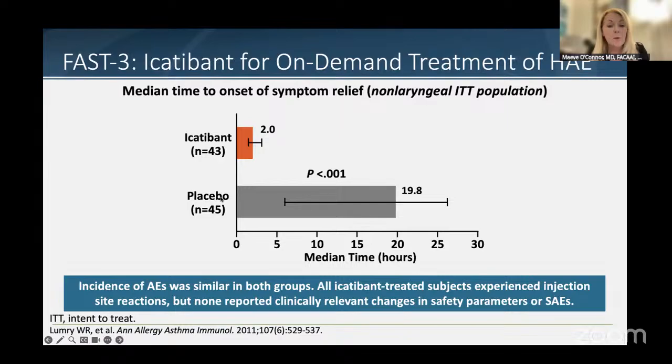FAST-3 was the study that looked at icatibant for on-demand treatment of HAE. This provided faster symptom relief than placebo in non-laryngeal HAE attacks. You can see here the median time to onset of symptom relief with icatibant is the red and the placebo being gray. Now, injection site reactions were common, but these were mild and self-limiting and not really unexpected. And again, incidence of AEs was similar in both groups. So this was also reassuring. Icatibant offers a self-administered subcutaneous option, which is beneficial for patients who want to maintain their independence.